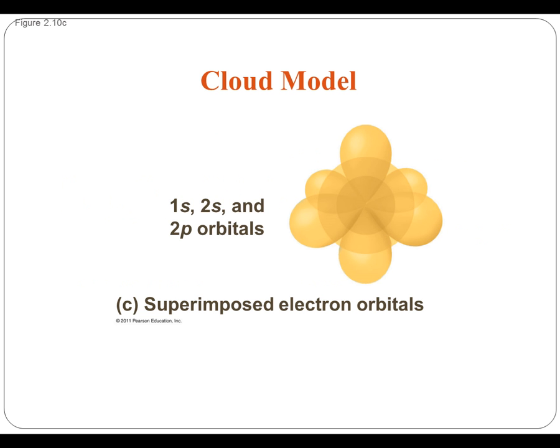You could alternatively do what's called the cloud model, and this better illustrates those orbits. As I mentioned, the orbits could be circular or spherical, or they could be oblong like this. That's just where electrons are scattered. It would be the shape of the backyard.